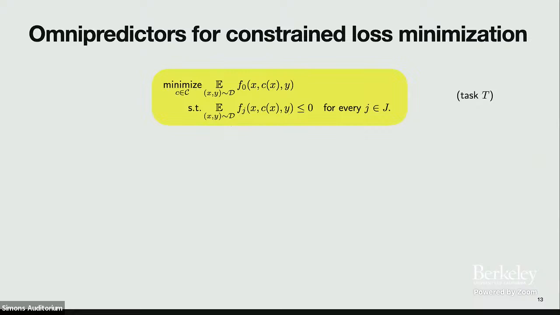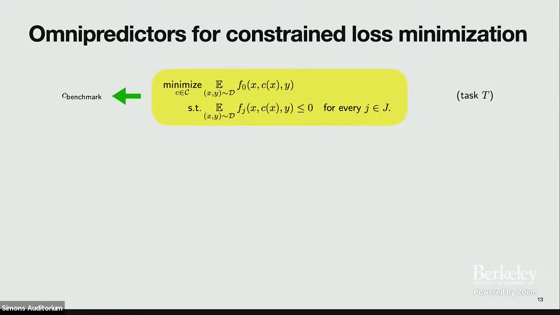Suppose we have a constrained task T, which is, of course, revealed after we've already trained a predictor. And we want to solve this task T. So we want to compete with the best hypothesis that solves this task from a hypothesis class, capital C. So we use C benchmark to denote this hypothesis that we want to compete with.